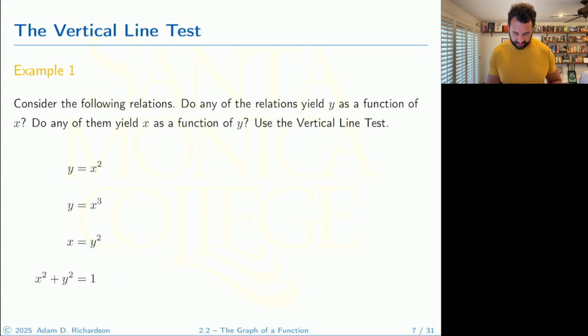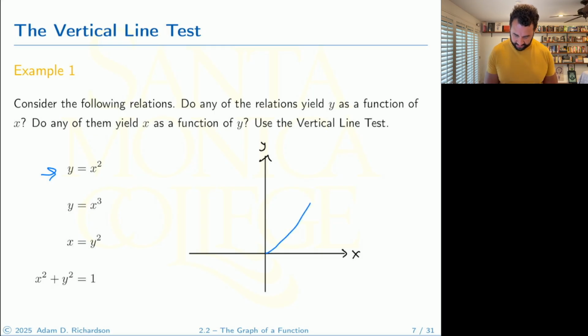So let's start with this one right here, y equals x squared. We saw this in the last section, and maybe you can recall what this graph looks like already. If you can, great. If not, no worries. We're going to just do this real quick, label our axes x and y, and graph y equals x squared. This is the good old parabola. Looks a little bit like that. And the question is, is y a function of x? This is the set of all points where y equals x squared.